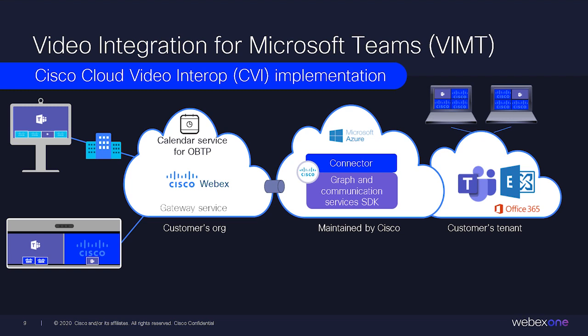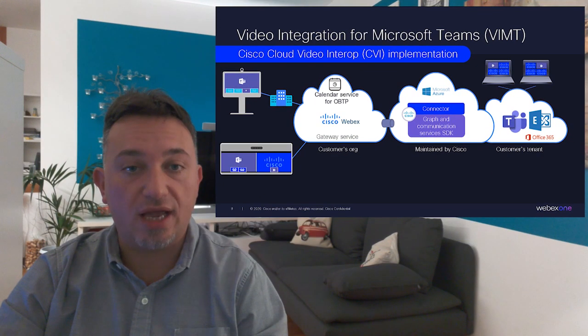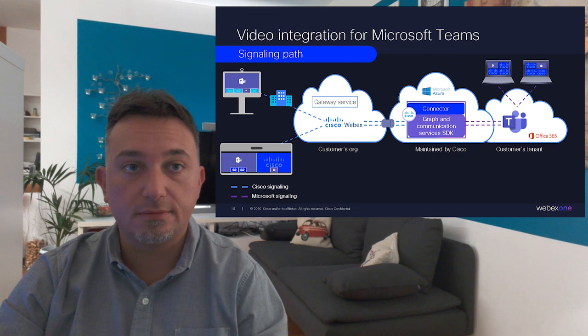The cloud on the left is your Webex org. There you have access to all your Webex services. In between these two clouds, there is a third cloud that is totally transparent to you. It is where VIMT integration services run. It is a Microsoft Azure cloud environment maintained by Cisco. Let me show you the call flows.